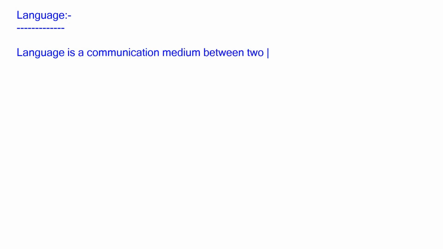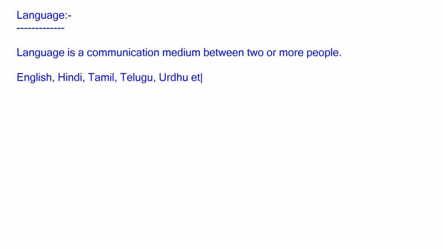So, language, what is a language? Language is a communication medium that we use to communicate with others. A language can be used by many people, and many people learn many languages. Language is a communication medium between two or more people. And people learn different languages like English, Hindi, Tamil, Telugu, Urdu, etc. So many languages people use and learn, and they communicate with one another.